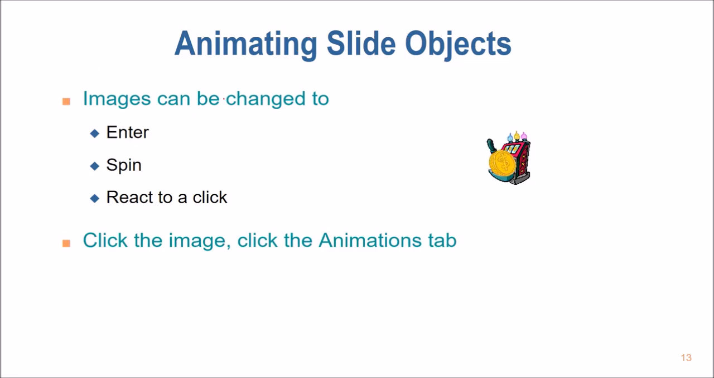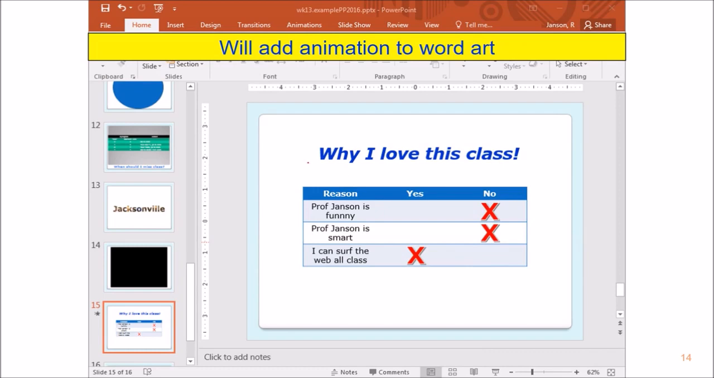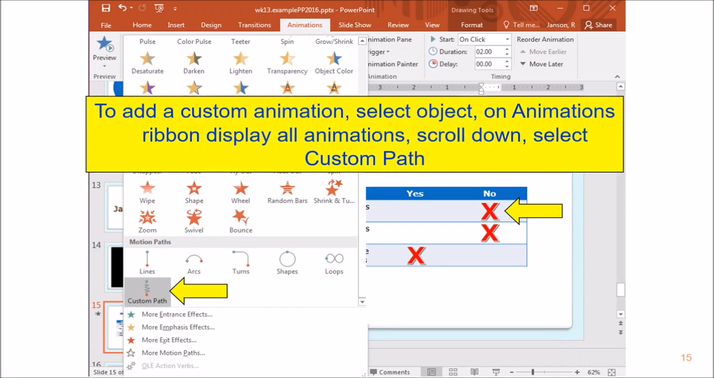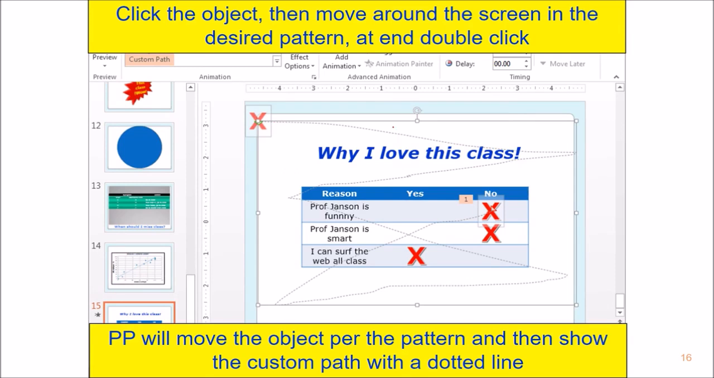You can animate the slide objects. The images can be changed to enter, spin, or react to a click. You can click the image, then click the Animations tab. See, there are different animations for an object, and you can add animation to word art also. These are three word arts. See how you can add a custom animation. So this is a custom path. You can select that object and just say Custom Path, and this will show you the custom path. You can just decide what path you want.